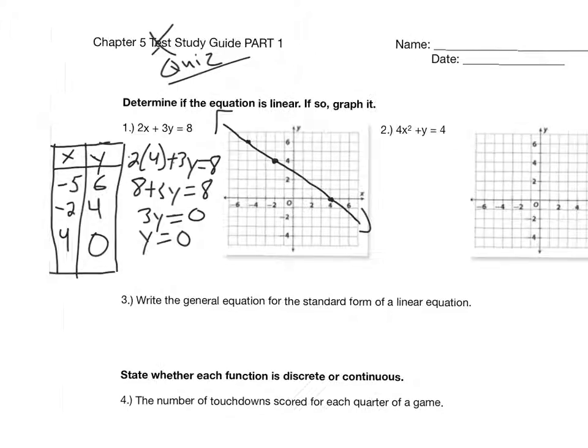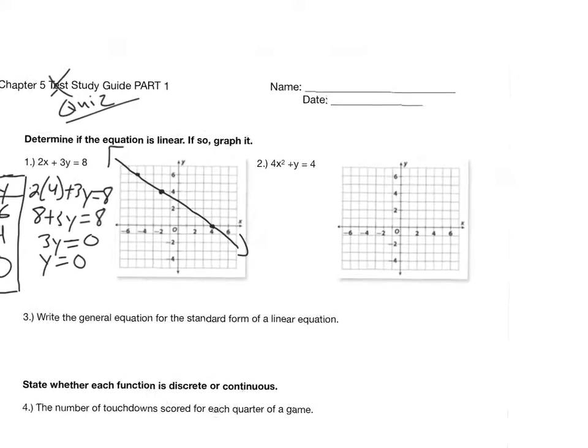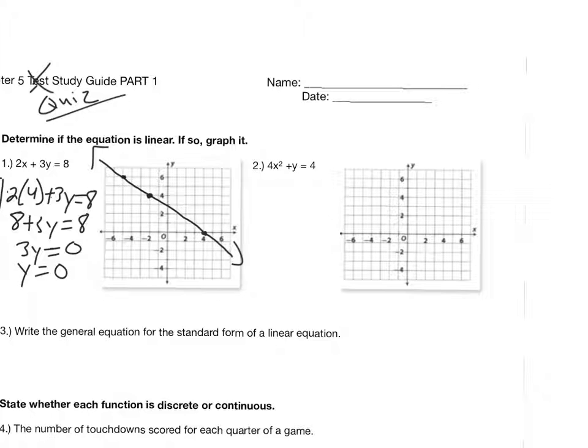Number 2, it's very easy because we only have to graph it if it's linear. Is this linear? No. There's an exponent there, so no. That's all you have to write. You get this type of problem on your test. This is not linear. We wouldn't be able to graph it.